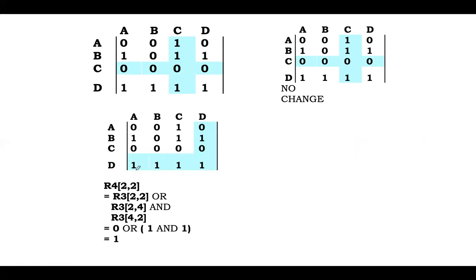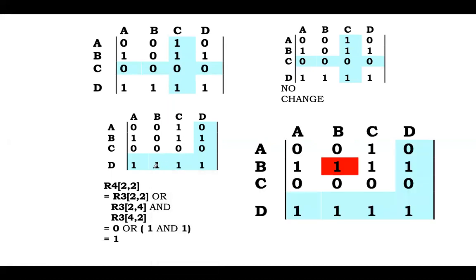you have to select the last row and last column. In the last row and last column, the last row is all ones. But here also already 1 is there. So this row value and this column value, that is R4 of 2 comma 2 is equal to R3 of 2 comma 4 AND R3 of 4 comma 2. If you do the AND operation, this point will become 1. So this has become 1. This is the final transitive closure matrix for the given graph.